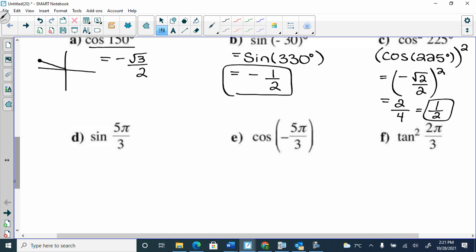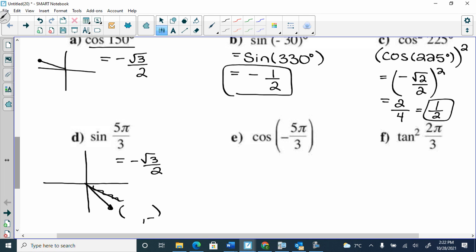Sine 5 pi over 3 is in quadrant 4. So it's here. It's more like here. It's the y. What's the y? Negative root 3/2.